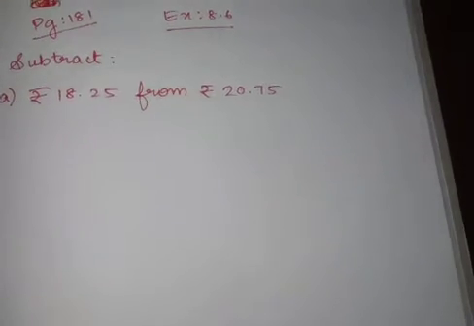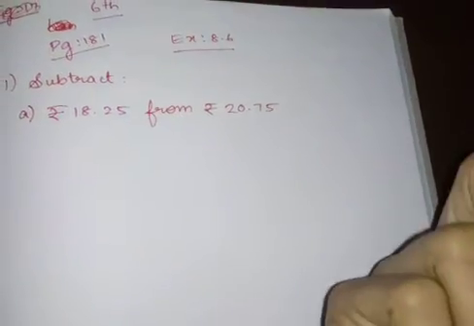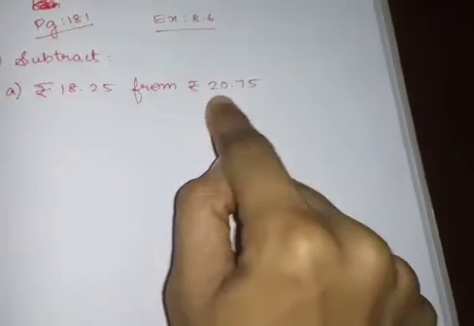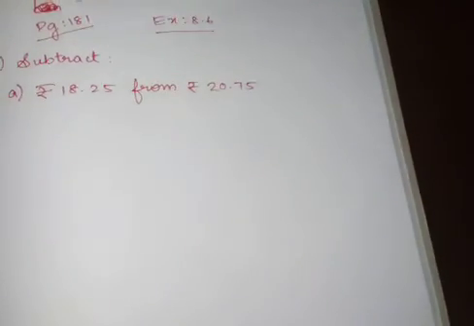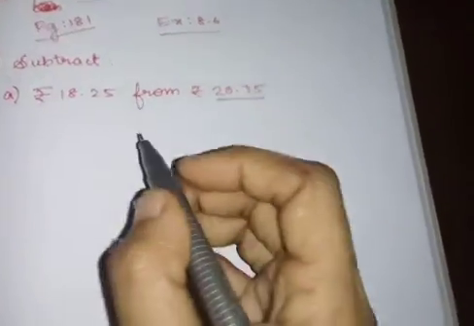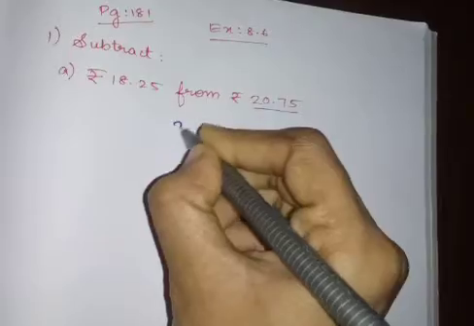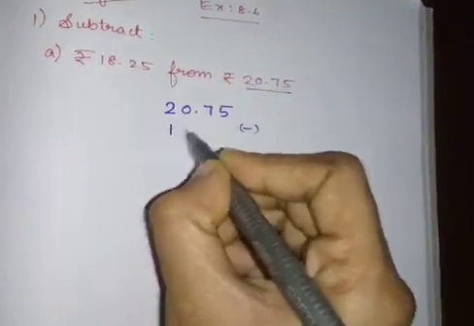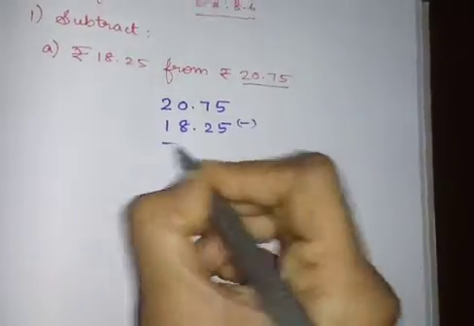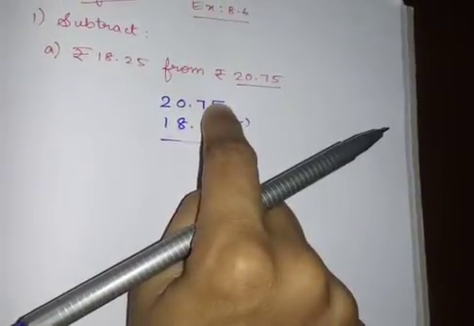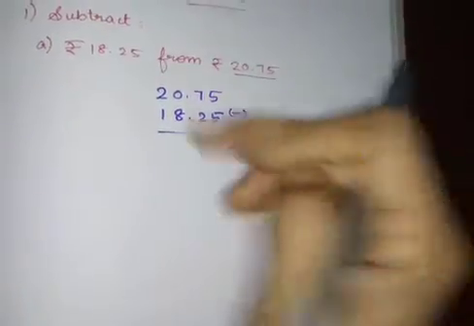Exercise 8.6, first problem. What's the question? Subtract. We are just going to subtract rupees 18.25 from 20.75. So how will we write, children? Which one will we write first? This number you will write first, right? So 20.75 minus 18.25. Yes, because we are subtracting this number from this number, so this number will be written first. The second number will be the first one.